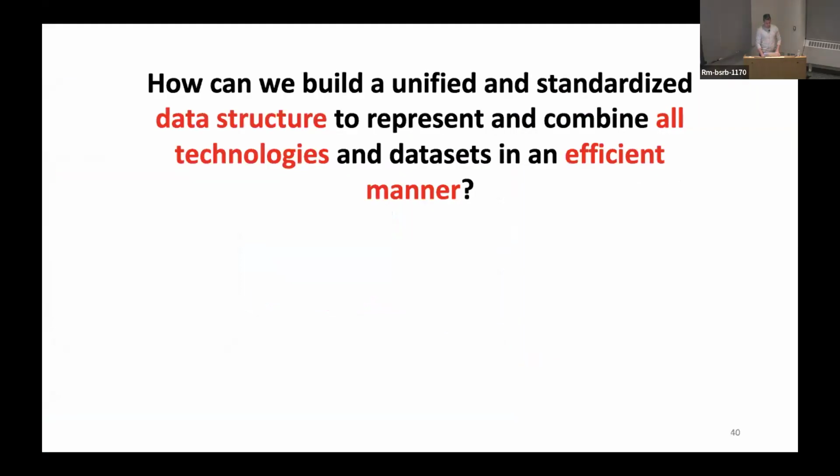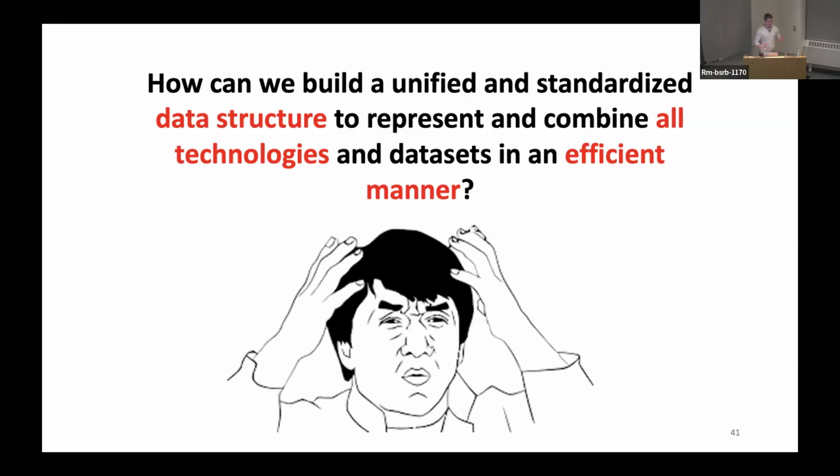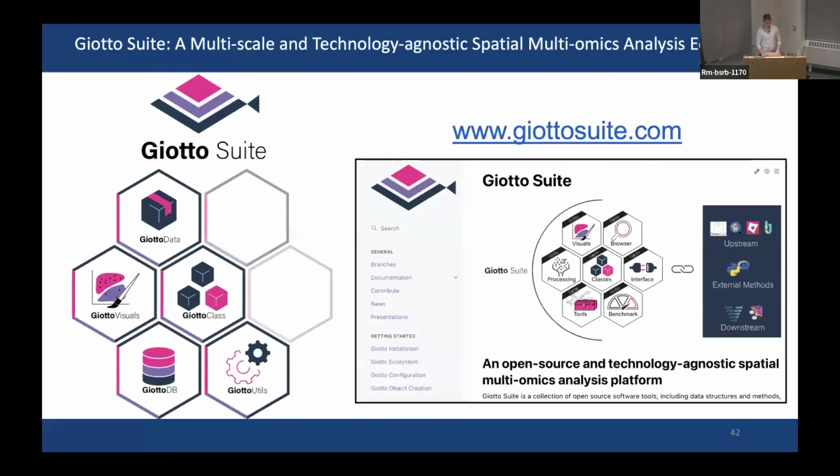All right, so the central question now, we're actually getting to the actual Giotto Suite tool itself. How can we build a unified and standardized data structure to represent and combine all these different technologies and data sets in a very efficient manner, and make it so that everybody can do it, everybody can analyze it to its fullest extent? And you might be wondering, what exactly are you talking about? Hopefully I can show you in a few slides exactly what it does.